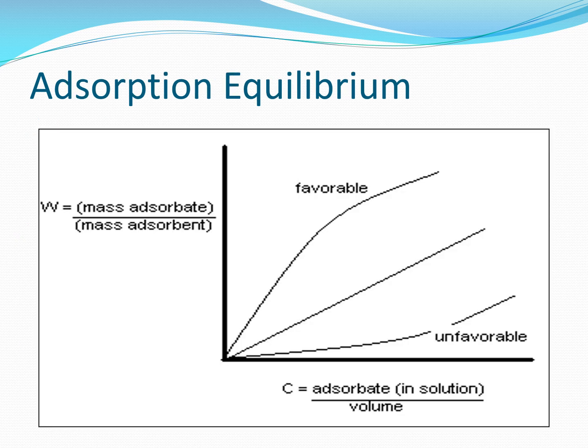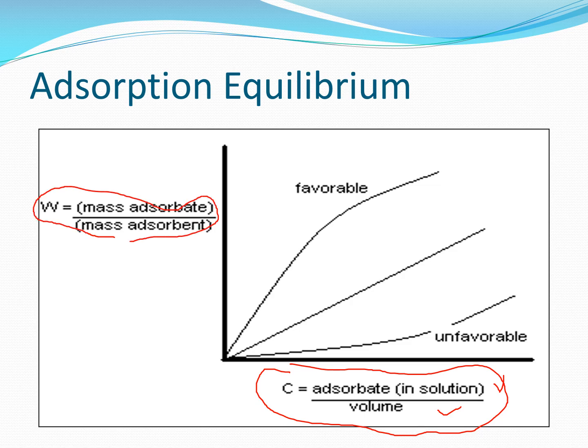So let us move towards adsorption equilibrium. What is basically adsorption equilibrium? Adsorption equilibrium is basically represented by curves, like graphs you can say, in which on the x-axis we have C, which is equal to the adsorbate in solution over total volume. So it tells us about the concentration of adsorbate. Basically the adsorbate is in the feed stream, like the dirty gas contains the adsorbate. On the y-axis we have W, which is mass of adsorbate by mass of adsorbent.